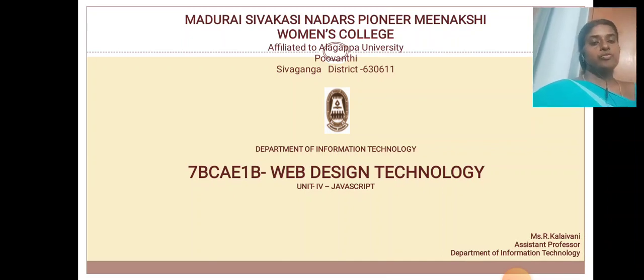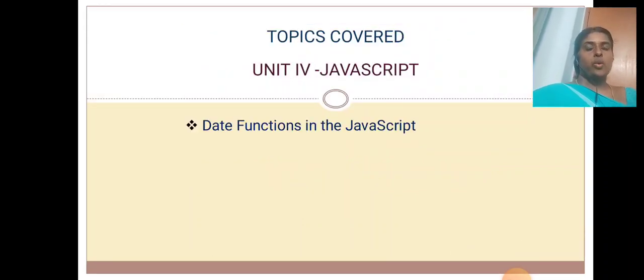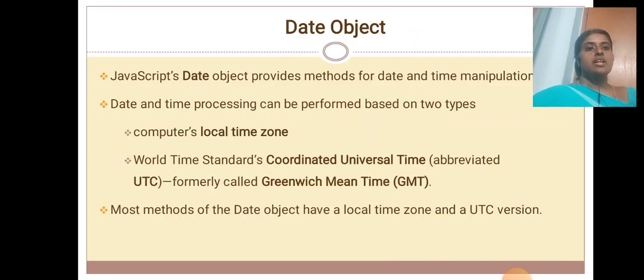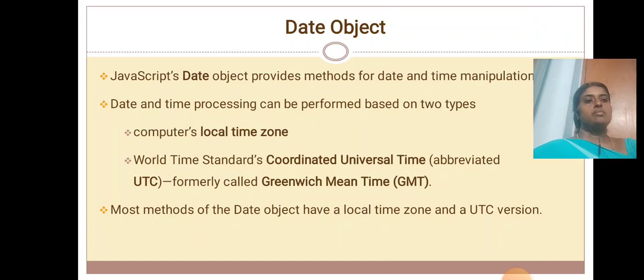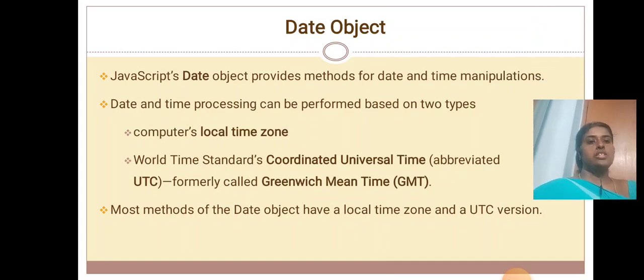Through this video, we are going to discuss JavaScript date functions, that is, the date functions provided by the Date object. JavaScript's Date object provides methods for date and time manipulation. The Date object provides different types of methods which are used to manipulate the information related to the date and time according to your system timing, as well as in another type.